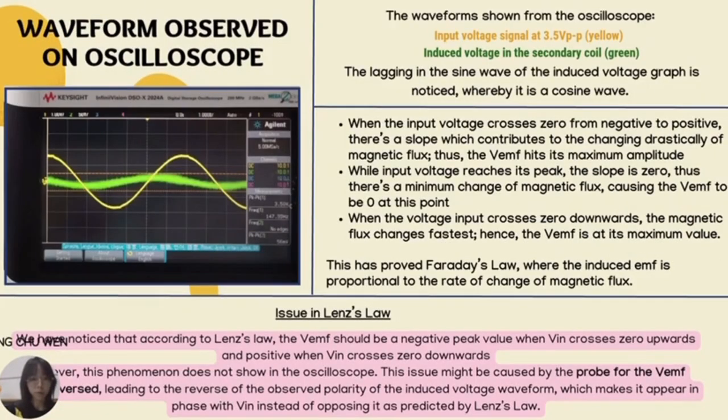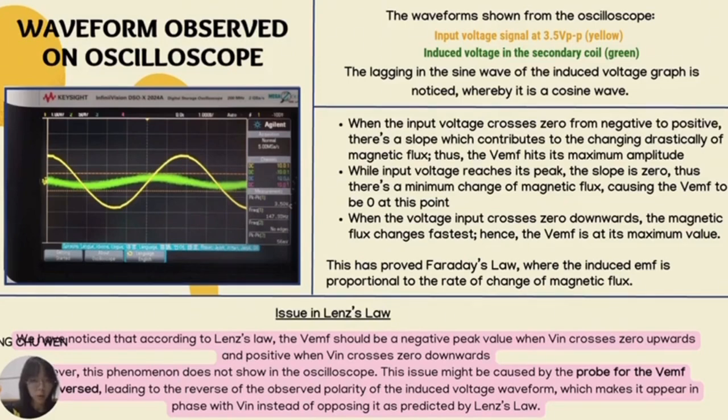Next is the waveform observed on the oscilloscope. The yellow graph shows the input voltage signal at 3.5 volt peak to peak, while the green line shows the induced voltage VEMF in the secondary coil. Notice that there is a lag in the sine wave of the VEMF graph, whereby VEMF is a cosine wave. This is identical to the formula that we derived in the theory part.